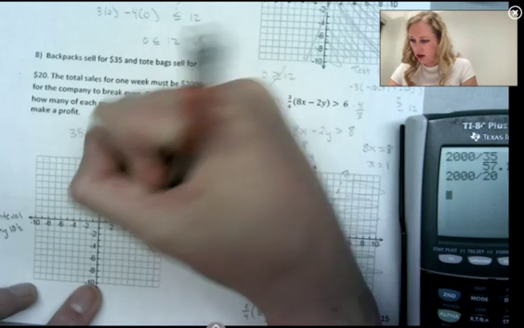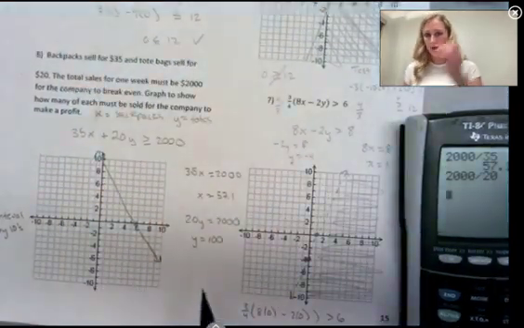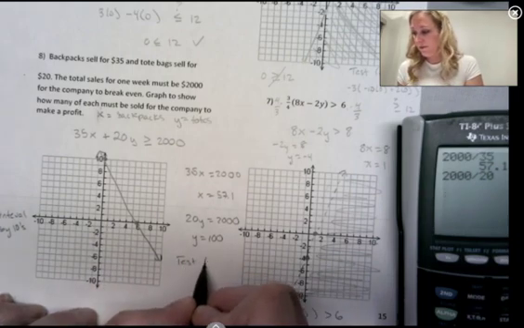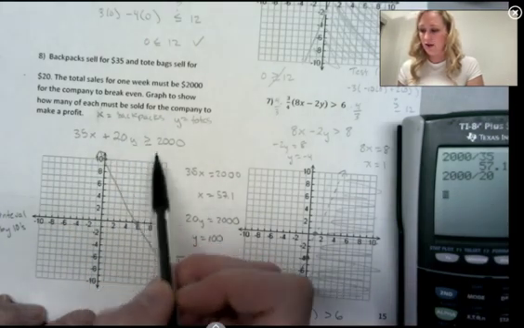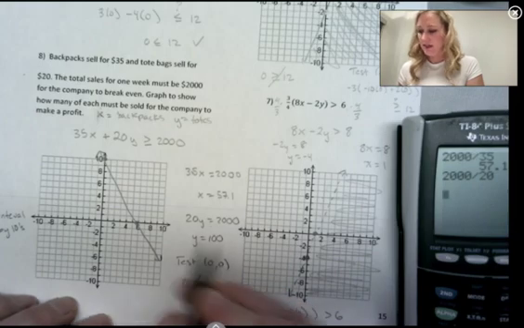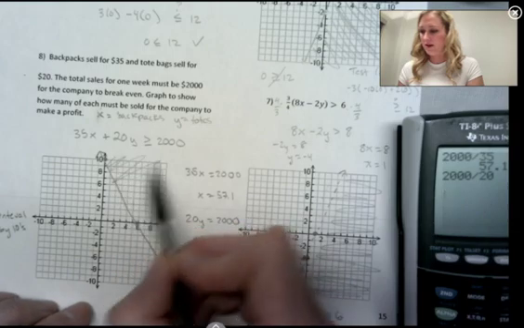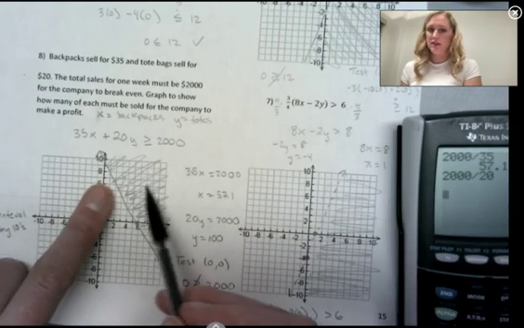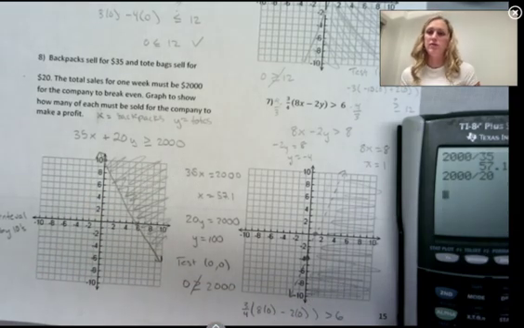And now I just need to show, am I shading above or below this line? So I'm going to test a point. So again, I always like to plug in 0. And we can see if I plug in 0 here, 0 plus 0 is not greater than 2,000. So that means this is not in the solution set, so I got to shade above the line. So any combination of totes and backpacks in this region or on this line would get them a minimum of $2,000, if not more.